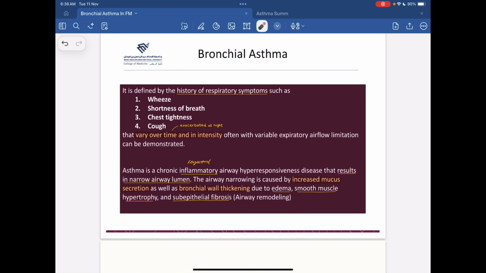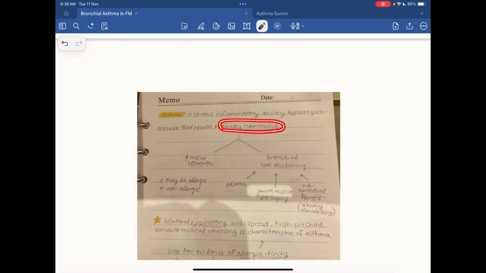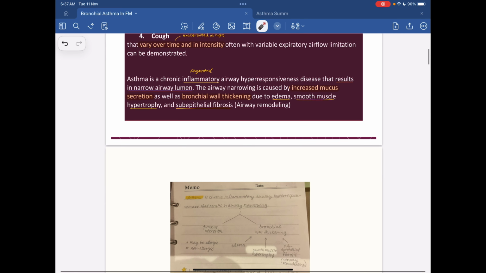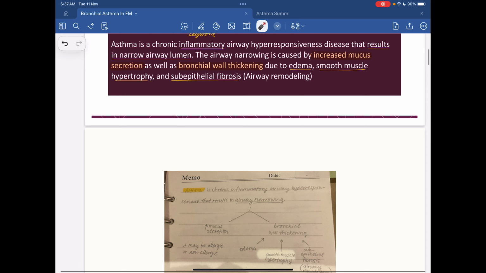So asthma is a chronic inflammatory airway hyperresponsiveness disease that results in airway narrowing. This is caused by either increased mucus secretion or bronchial wall thickening. So the bronchial wall thickening is either caused by the edema from the inflammation, the smooth muscle hypertrophy, or the subepithelial fibrosis or airway remodeling, which occurs if the disease is persistent. And asthma may be allergic or non-allergic. Allergic like in hypersensitivity, حساسيات, non-allergic زي مثلا في الجرد.